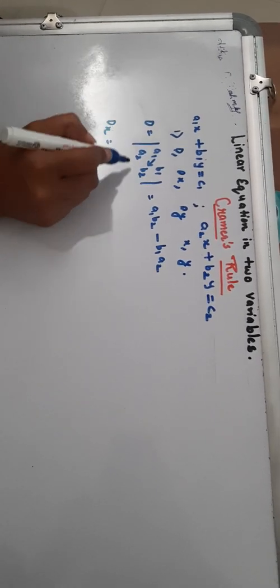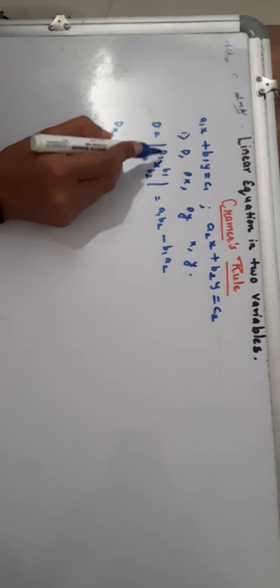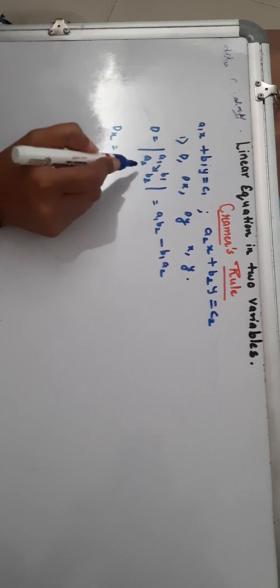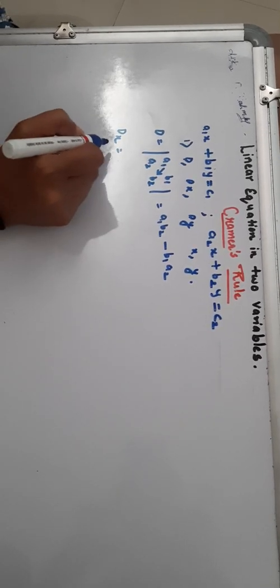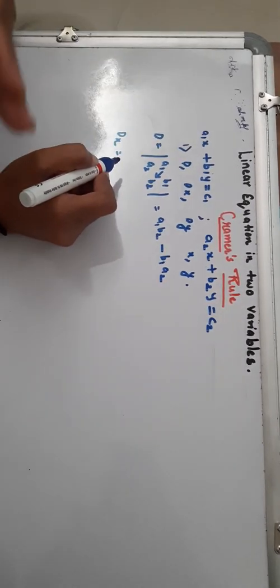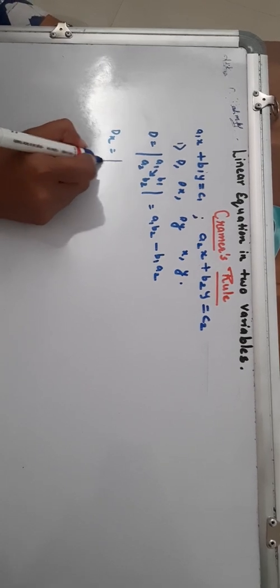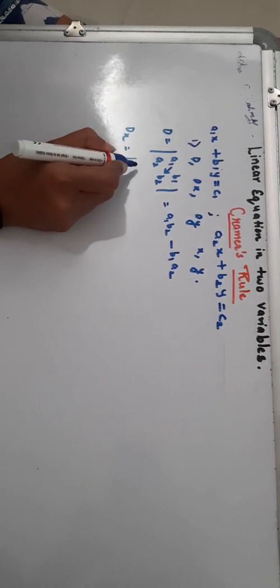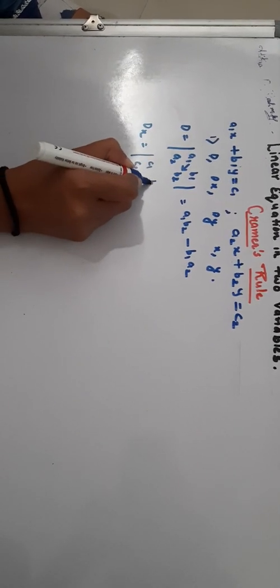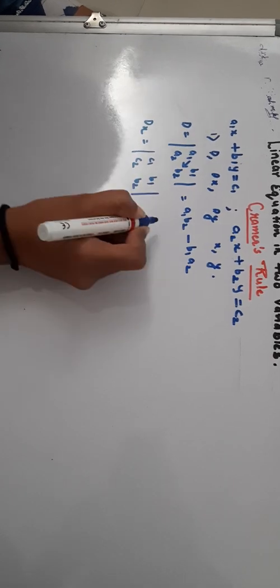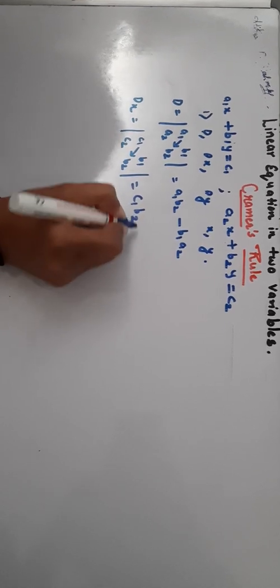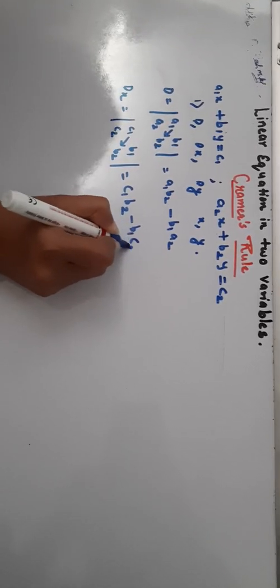Then we have to go for Dx. Here you observe that in D we have not taken the constants, we have taken the variable coefficients. Same way for Dx, we will not be taking the coefficient of x, but we will be taking the constants and the other variable coefficients. So it will be c1, c2, b1, b2. Same way you multiply, so it will be c1 b2 minus b1 c2.